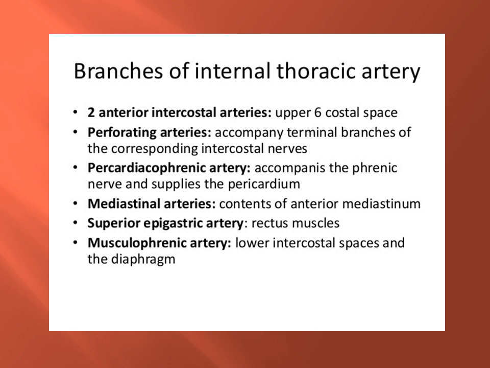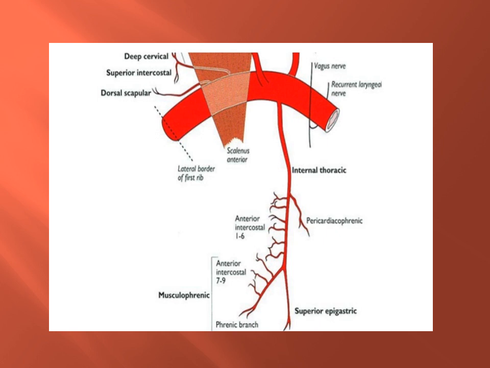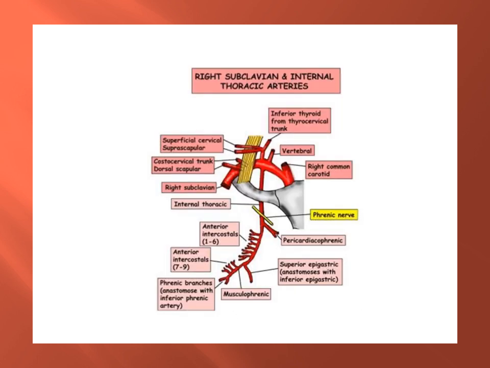Branches of the internal thoracic arteries are two anterior intercostal arteries for each upper six costal spaces, perforating arteries, pericardiophrenic artery, mediastinal arteries, and the two terminating branches, that is superior epigastric and the musculophrenic. So these are the branches of internal thoracic artery. So these are the branches of right subclavian and the internal thoracic arteries.